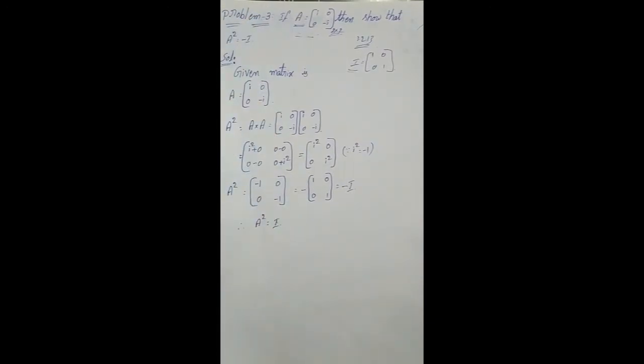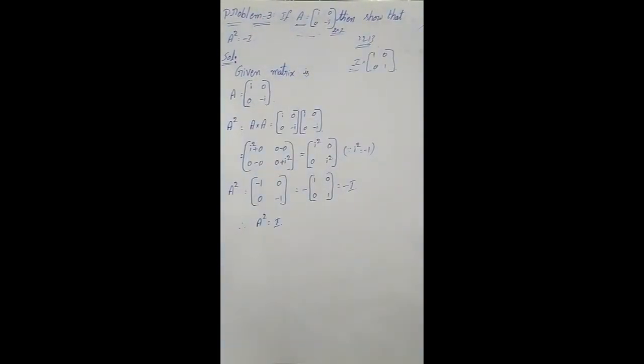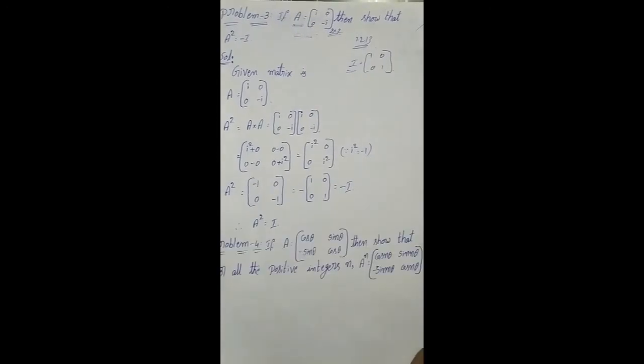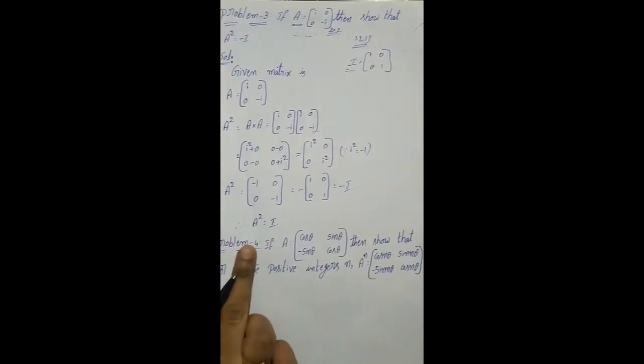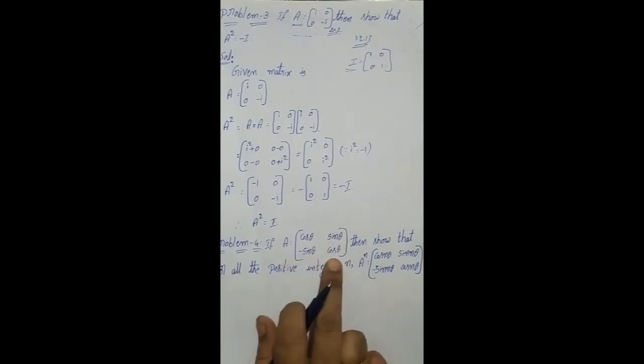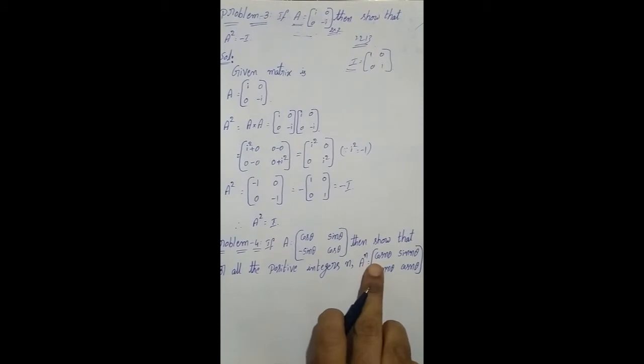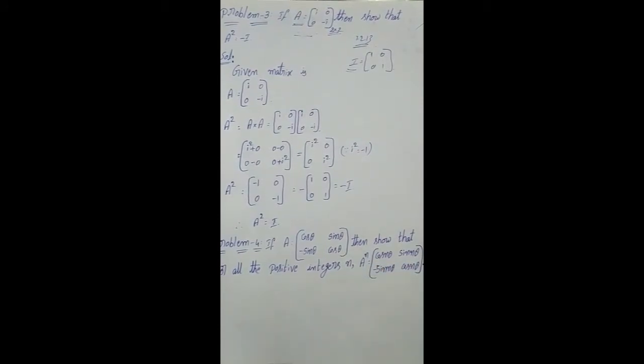Next, we will go to the next problem in the same solved problems 3.2.13. The problem number 4. Problem number 4 is: if A equals [cos theta, sin theta; -sin theta, cos theta], then show that for all positive integers n, A power n equals [cos n theta, sin n theta; -sin n theta, cos n theta]. This is our given problem.